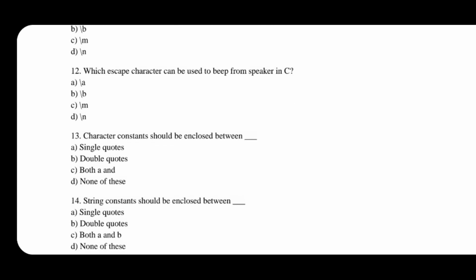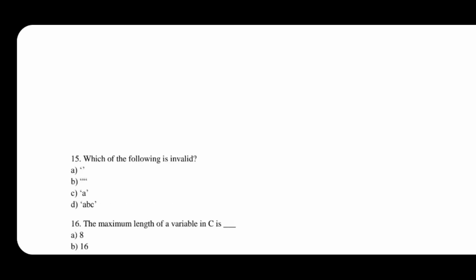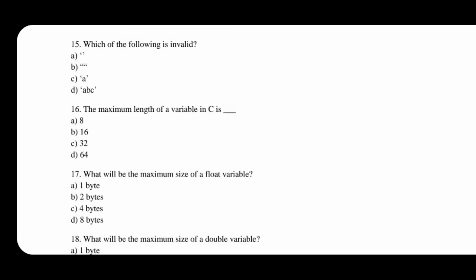The next: a character constant should be enclosed between single quotes. The next: a string constant should be enclosed between double quotes. Then, which of the following is invalid? So 'ABC' in single quotes is invalid, because a set of characters is known as a string, and a string is enclosed in double quotes. So option number D is invalid.